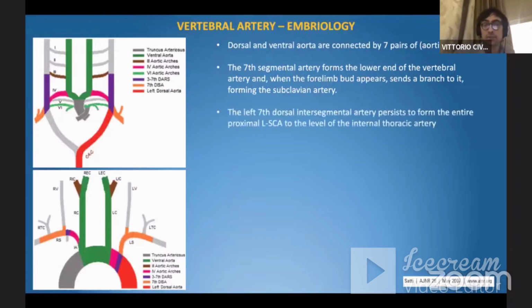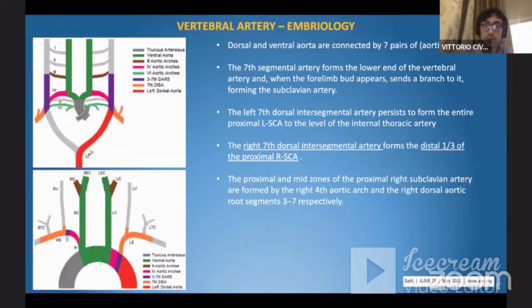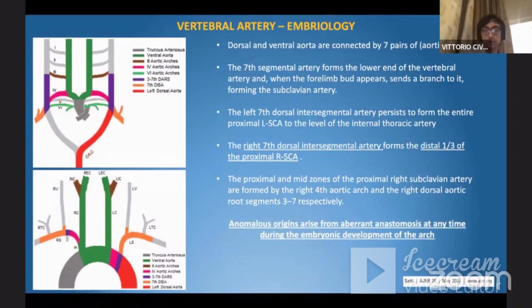On the left side, the 7th dorsal intersegmental artery persists, and it forms the entire proximal left subclavian artery. On the right, the 7th dorsal intersegmental artery forms the distal third of the proximal right subclavian artery. The proximal and mid-zone of the right subclavian artery are formed by the right 4th aortic arch and the right dorsal aortic root. So the point is that the anomalous origin arises from aberrant anastomosis at any time during the embryonic development of the arch, and the time and location of these anastomoses will determine the ultimate adult anomalous origin.